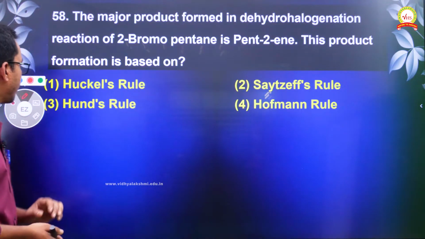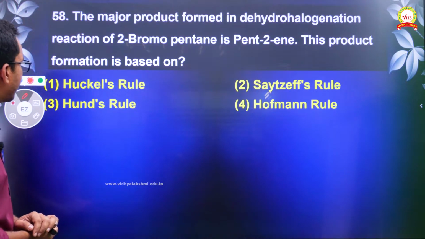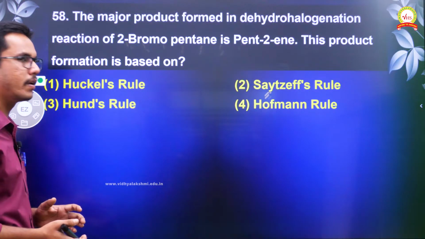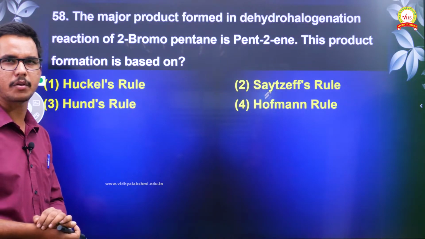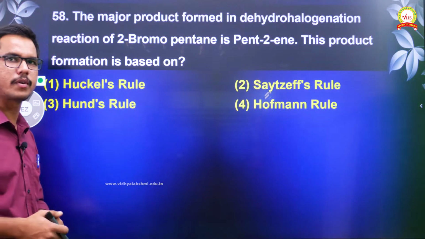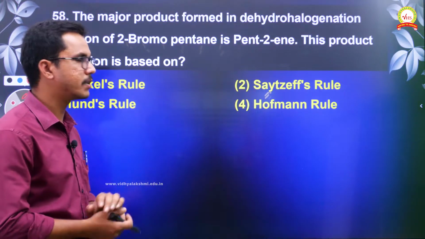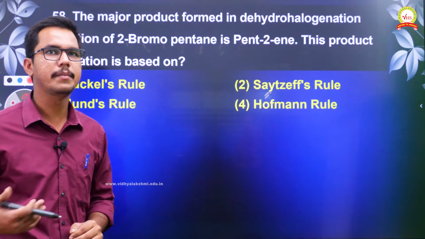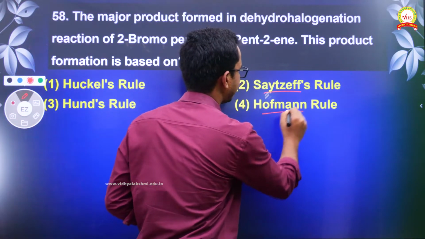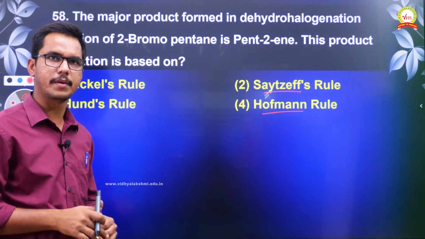Now, if you see these two rules, Huckel's rule and Hund's rule, Huckel's rule tells about the aromaticity of the compound, right? With that rule, we will come to know whether the compound is aromatic, non-aromatic or anti-aromatic. And we have Hund's rule, which gives the information about the filling of electrons into the orbitals. We have the second option and fourth option, which give the information about elimination reactions, okay? Now, in these two cases, Saytzeff rule tells that the more substituted alkenes are most stable from the elimination reactions, okay?